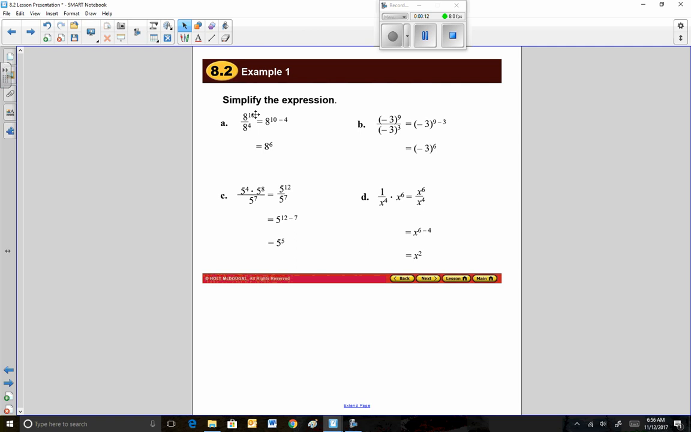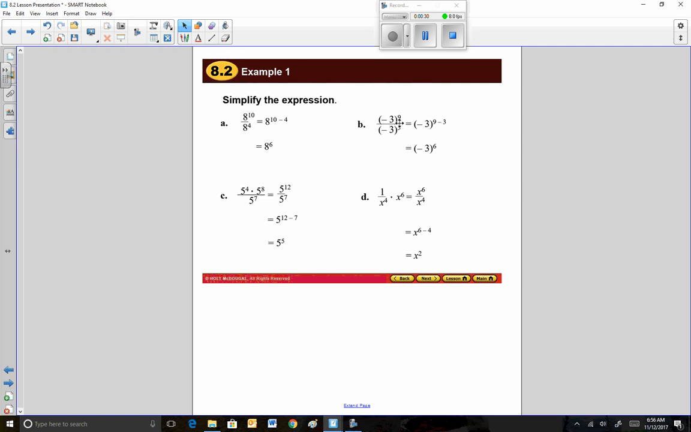If we have 8 to the 10th power divided by 8 to the 4th, the rule is when you have division and they have the exact same base, then you just subtract the exponents. So you write the same base, 8, and then do 10 minus 4, 6. So the answer to this problem is 8 to the 6th power.